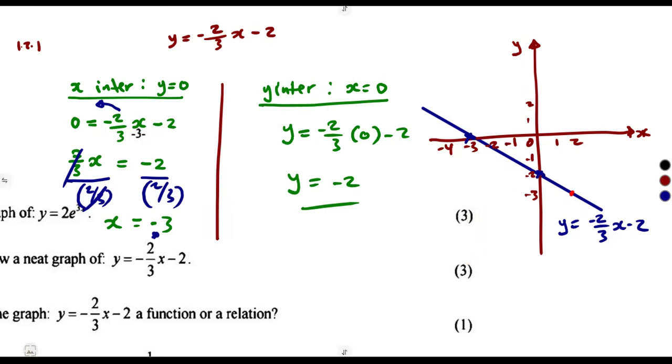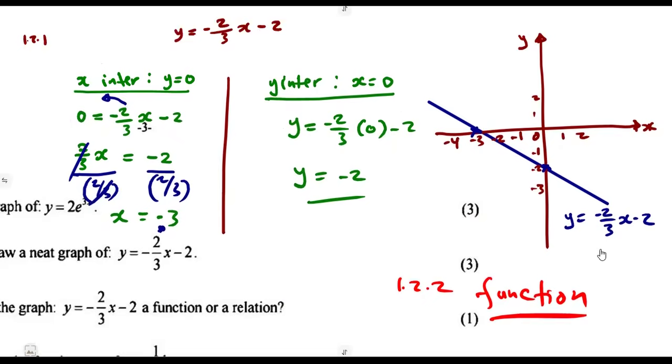Wherever you are going to have a vertical line, they will only meet at what? At one point. So that means we are dealing with what? A function. So this is a function. Just like that. All right.